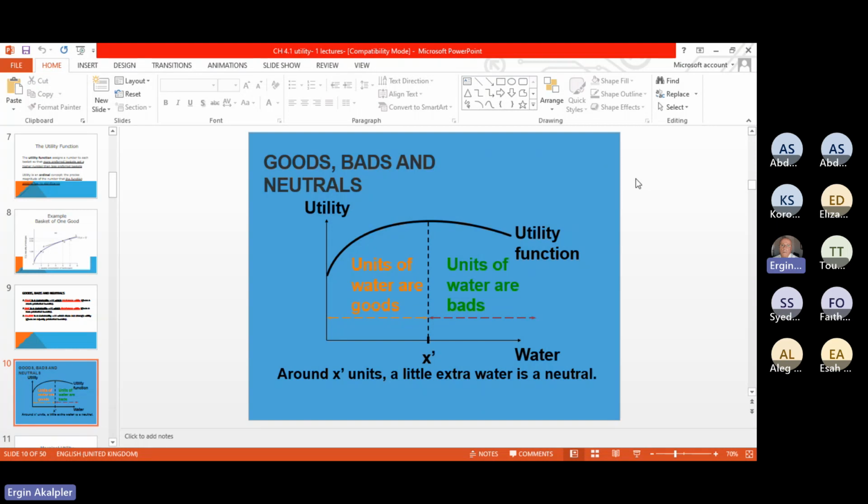And as you see, until the optimal point of this utility function, the utility is becoming goods, so-called the units of water are goods. And after this optimal maximum, there will be a bad position where the utility is decreasing. The utility function of this water is supposed to reduce its preferences and its utility or satisfaction after this maximum point.